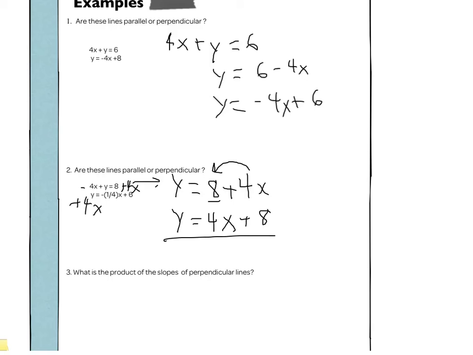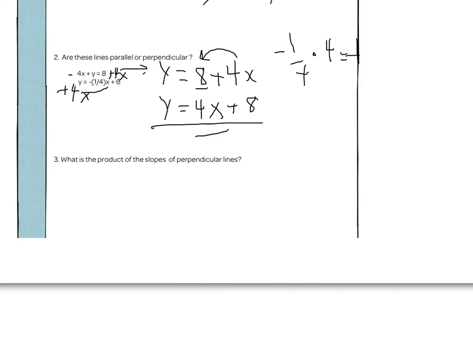So now, is it parallel or perpendicular? I know that 4 is actually the negative reciprocal of -1/4. So -1/4 multiplied by 4 is equal to -1. So those are negative reciprocals, making them perpendicular.